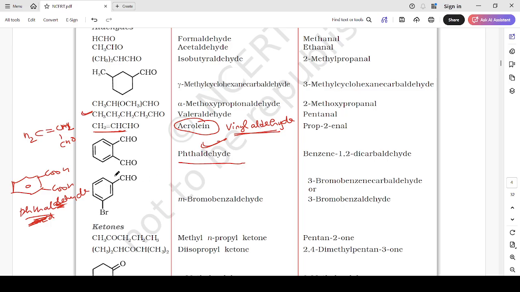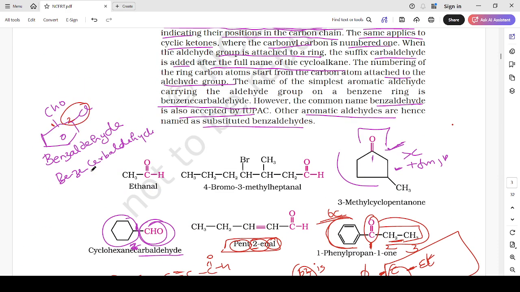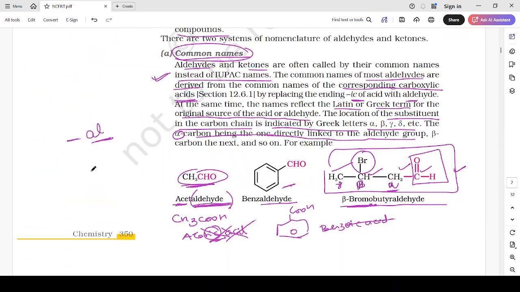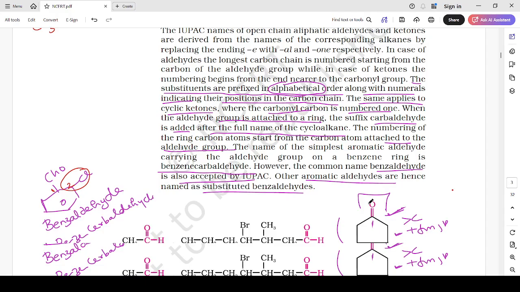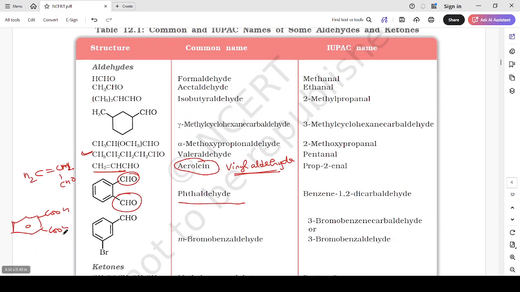Next one. Ma'am, can you repeat the explanation for that again? Whenever we want to name this aldehyde, consider this example we saw. We derived this name from benzoic acid. I removed oic and acid. Instead, I just added aldehyde to it. Same thing you are doing here. The acid is called phthalic acid. You remove ic and acid, just make it aldehyde.